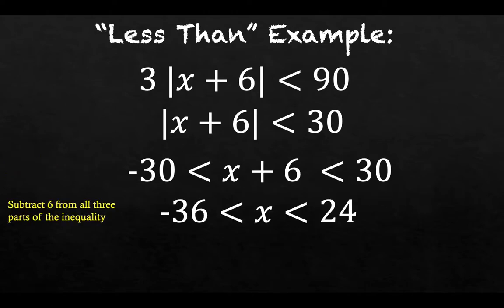The next step will be to subtract 6 from all 3 parts of this linear inequality. So when I subtract 6 from negative 30, I get negative 36. When I subtract 6 from this expression, then I'm just left with x. When I subtract 6 from 30, I get positive 24. So that's the final answer for this less than example.